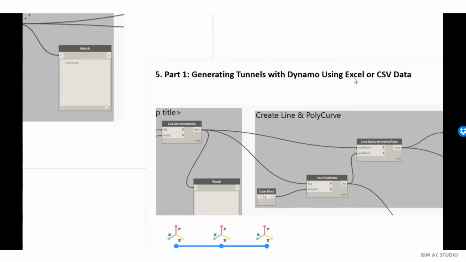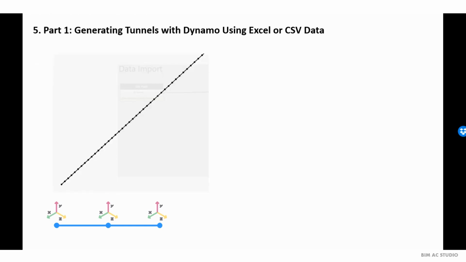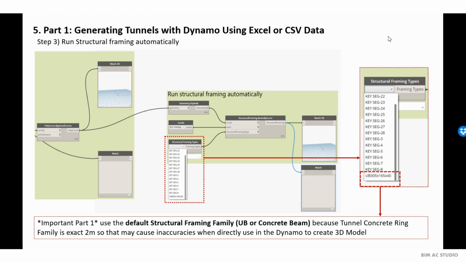And after that, here is the script. You also have to use the Line.ByStartPointEndPoint node, and you also need to use the list drop item node. Then we will get the start point and end point values, and we also need to create a polycurve by using the PolyCurve.ByJoinedCurves node in Dynamo. So whether you are using Excel or CSV, you will get the end result like this print screen.